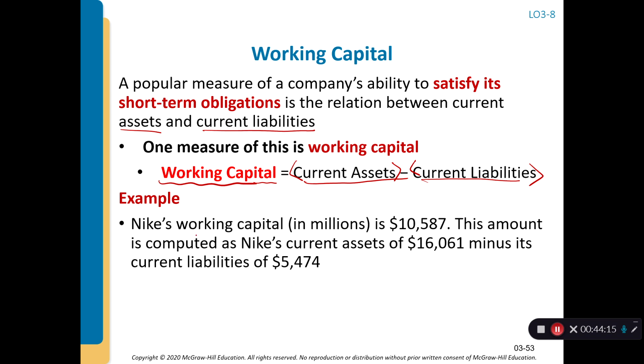So let's look at this example. Nike's working capital, in millions, is 10,587. This is because current assets minus current liabilities equals working capital. The current assets of $16,061 minus 5,474, and therefore we get the working capital of 10,587.